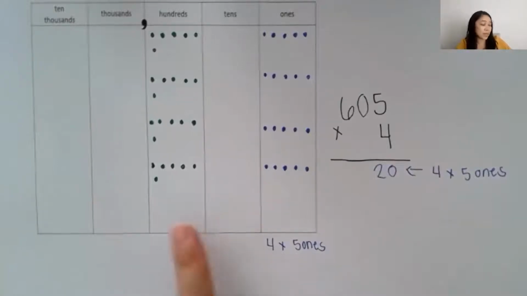Let's look now at the hundreds place. The value of the hundreds is 4 times 6 hundreds, and that equals 24 hundreds, and that's equivalent to 2,400.